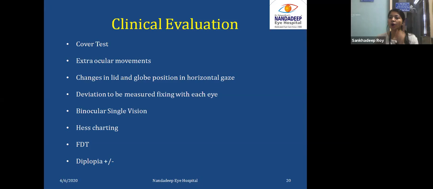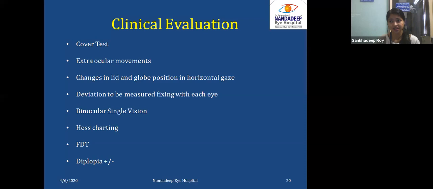Only one point will help, and that is globe retraction. So if there is a lateral rectus paresis with globe retraction, go for DRS. If there is only the paresis, then definitely it is LR6 muscle paralysis. Then binocular single vision. If binocular single vision is present, definitely it's good for us and good for the patient as well. But the main point is how it is present. Is it present with a head tilt or without the head tilt? We have to note these things. Then go for the Hess chart or diplopia chart if a patient is complaining about double vision.